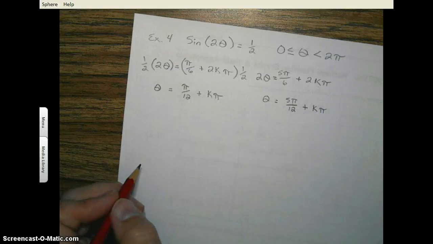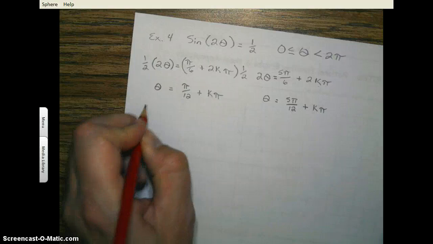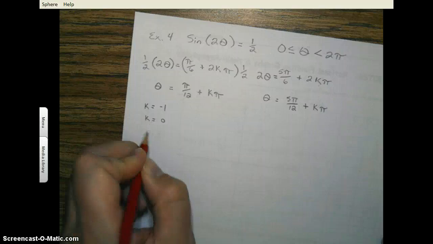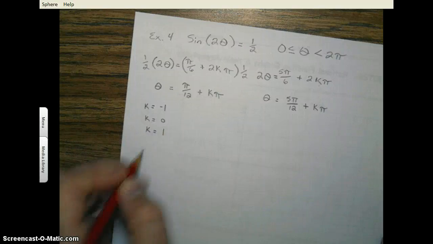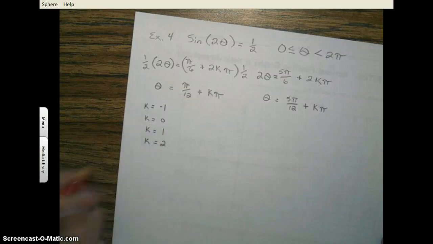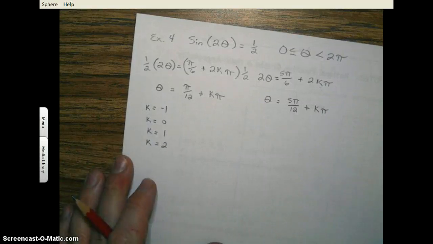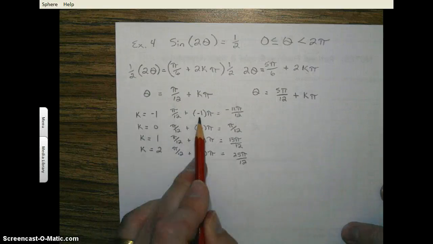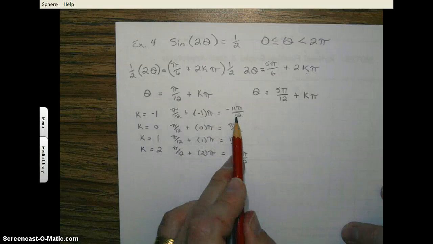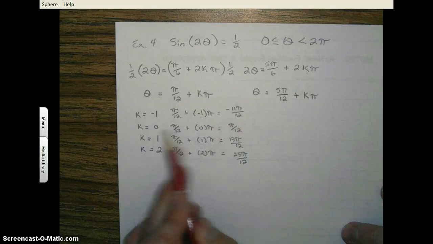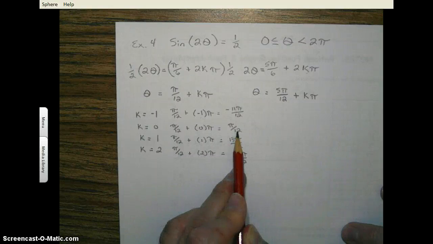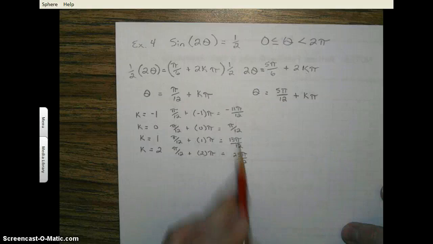So now to get our solutions. Next, we're going to go ahead and use these numbers: -1 for k, 0 for k, 1 for k, and 2 for k. And let's see what answers we get when we plug them in. Okay, so plugging -1 in for k, we get -11 pi over 12. Plug 0 in for k, we get pi over 12. Plug 1 in, plug 2 in, and so forth.